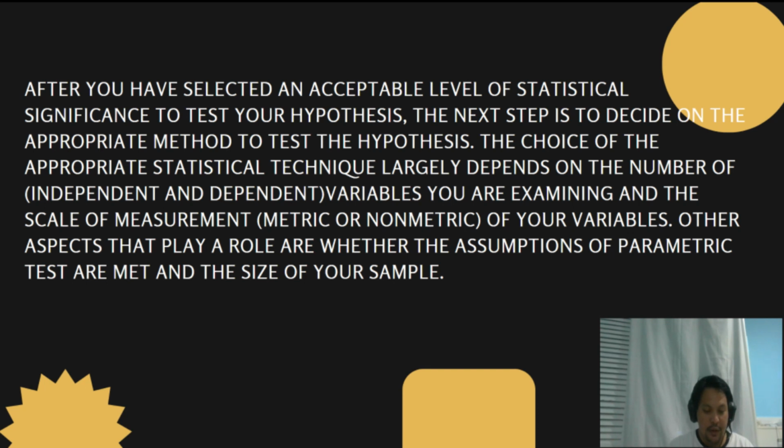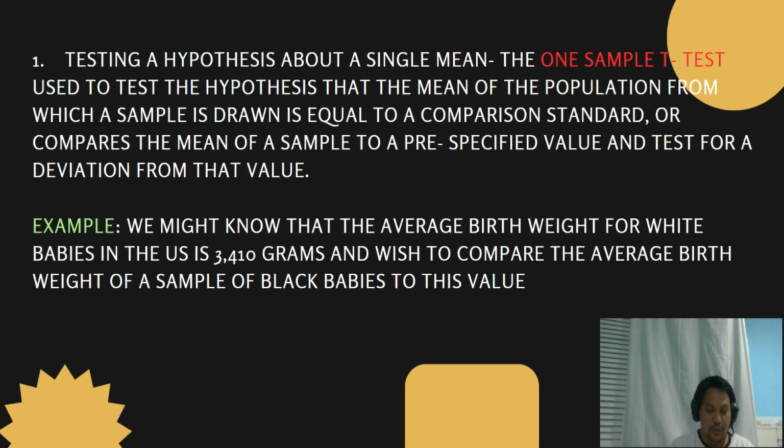The choice of the appropriate statistical technique largely depends on the number of independent and dependent variables you are examining and the scale of measurement, metric and non-metric, of your variables. Other aspects that play a role are whether the assumptions of parametric tests are met and the size of your sample. Number 1. Testing a hypothesis about a single mean.